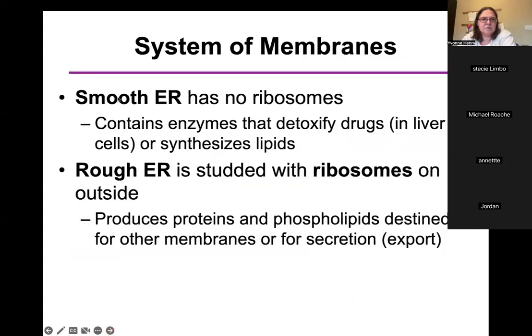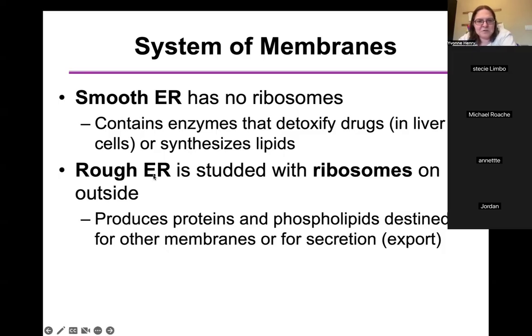Okay, so the smooth endoplasmic reticulum has no ribosomes. We know that. The rough endoplasmic reticulum does have the ribosomes, and they have slightly different areas of specialties. So the smooth endoplasmic reticulum has lots of enzymes. So here is where, like in the liver, you would detoxify your drugs. So if you take aspirin or take too much Advil and it damages your liver, it's because you're doing too much detoxifying with your smooth endoplasmic reticulum.